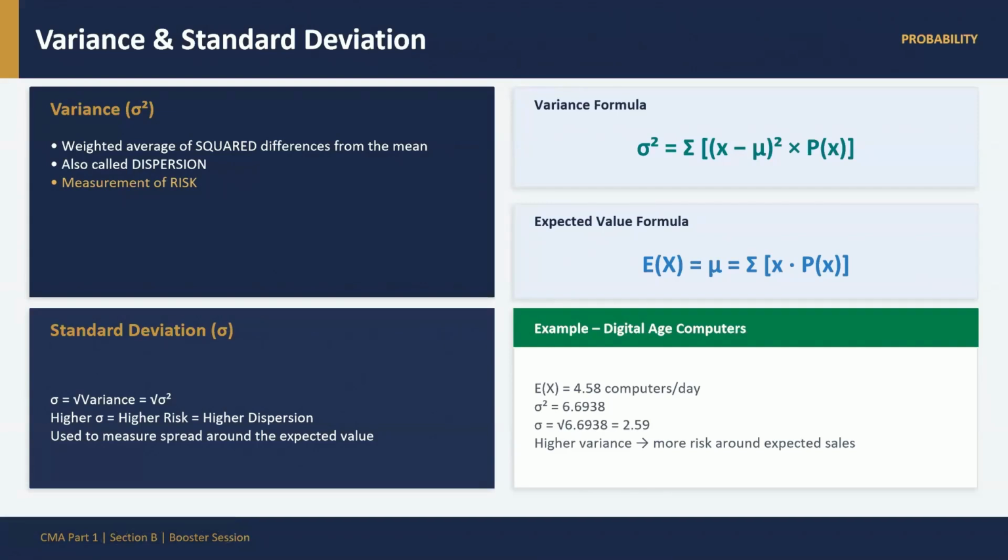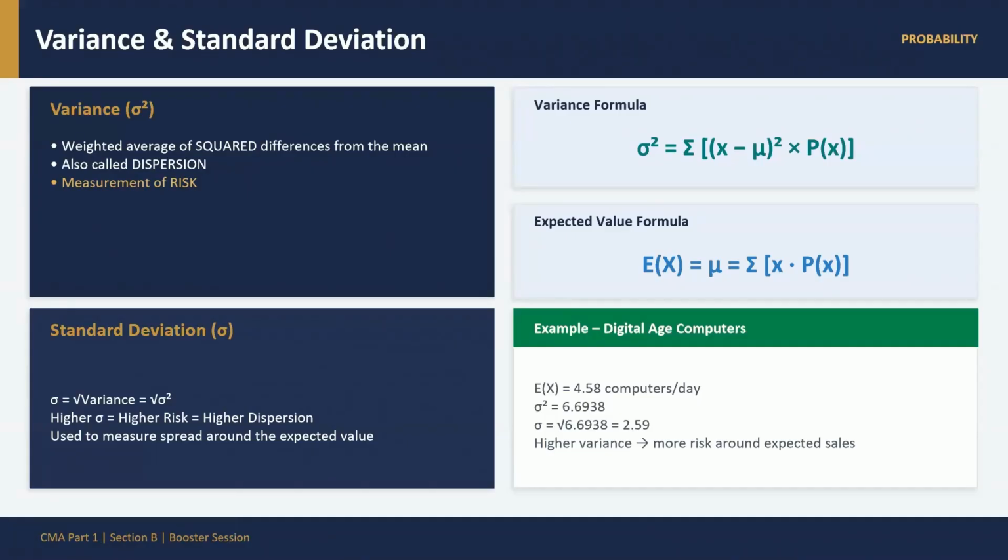Higher dispersion in the sense your actual data is very far from what you expected. It is used to measure the spread around the expected value. Your expected value is something else and your actual data is something else. That means there is risk. You are not able to estimate it properly, which leads to risk.